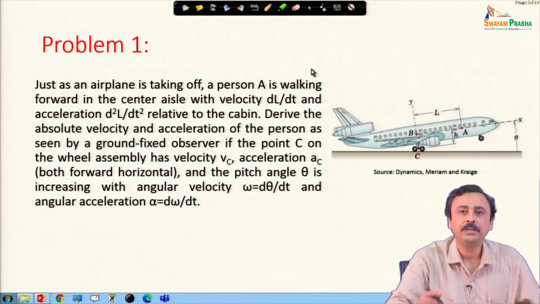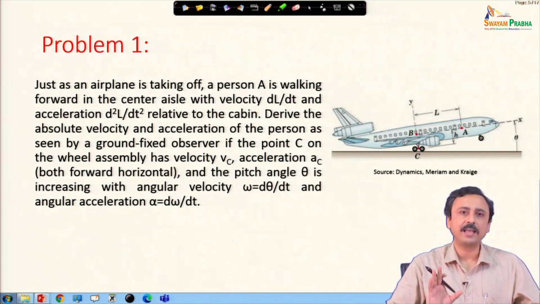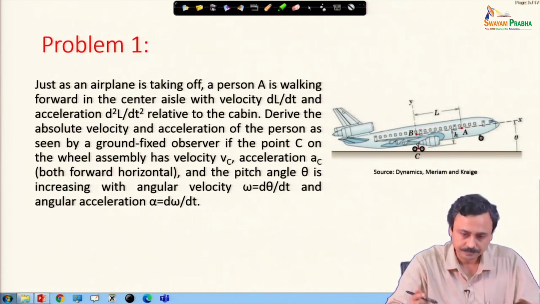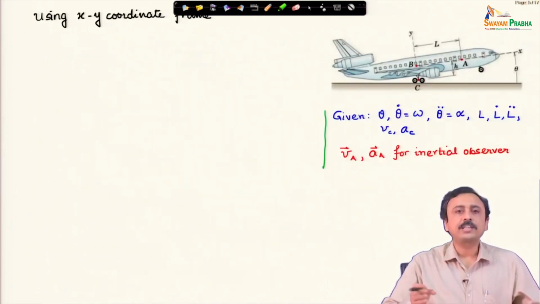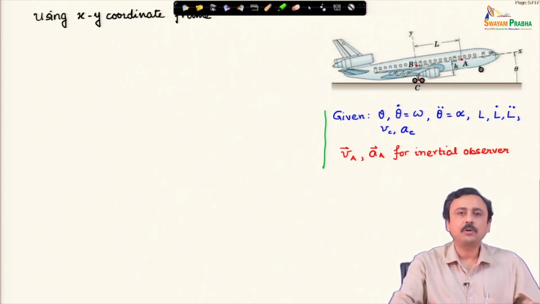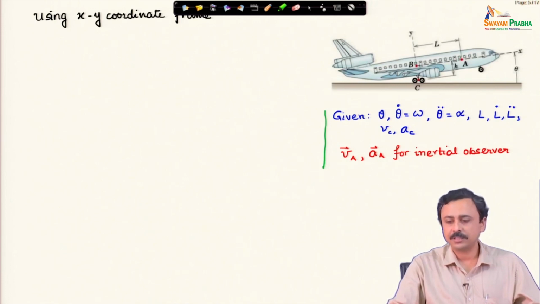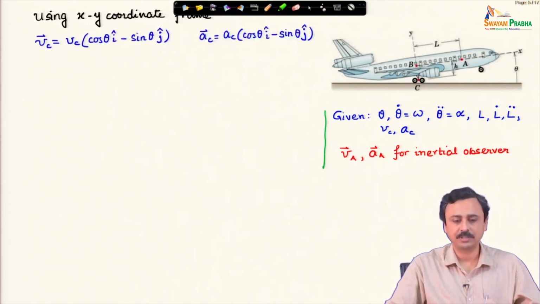We have to find out the absolute velocity and acceleration of the person as seen by an inertial observer. Whenever we say absolute velocity, absolute position, it means as seen by an inertial observer. We will use the xy frame that is given in the figure. I have written out all the given parameters that are specified in the problem. We have to find out VA and AA, velocity of A and acceleration of the person A as seen by an inertial observer.